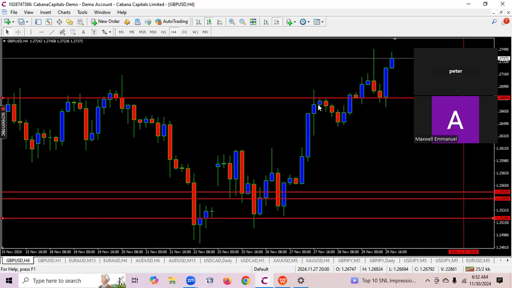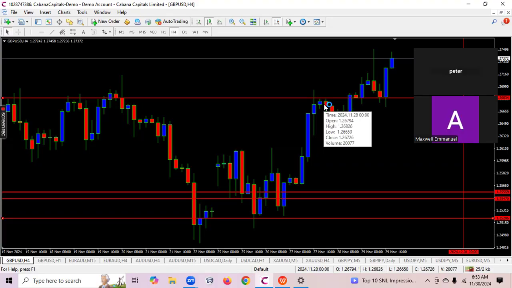So what do we do? We need to confirm that there are sellers in the market, because our plan after the formation of this spinning top is to sell. So for us to be sure that there are sellers in the market and that it will be the right time to take the risk, we need to wait for the next candle. So in this case, you would have waited for this candle to close. You wait for the candle to close before you execute a sell trade.